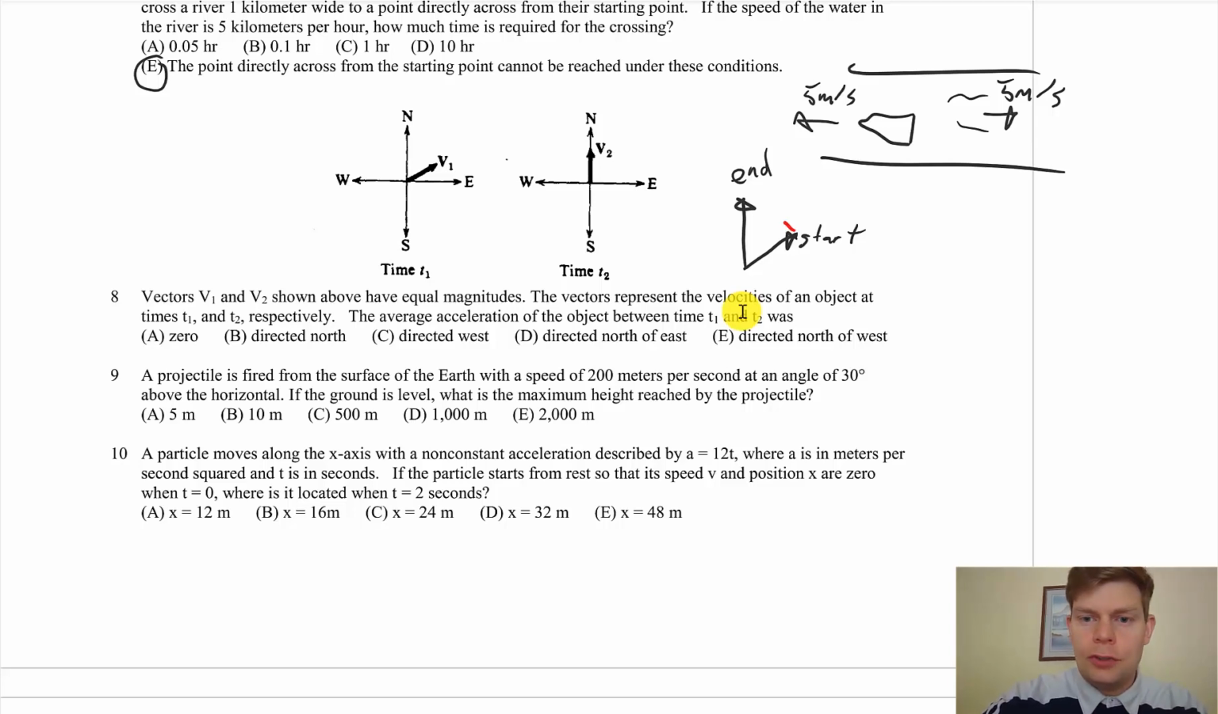Your change in velocity is in that direction. It'll be northwest. And anyway, your acceleration causes the change in velocity, and so obviously they have to have the same direction. So it would be north of west.